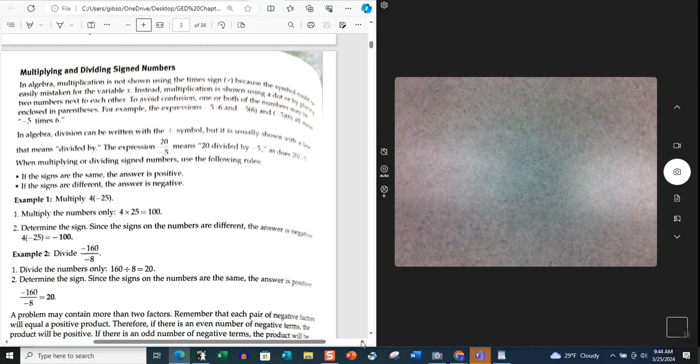For example, the expressions -5 times 6, -5 in parentheses 6, -5 parentheses and parentheses 5, -5 and parentheses 6 all mean -5 times 6. Now in algebra, division can be written with the division symbol, but is usually shown with a line that means divided by. The expression 20 divided by -5 means 20 divided by -5, as does 20 slash -5. When multiplying or dividing signed numbers, use the following rules. If the signs are the same, the answer is positive. If the signs are different, the answer is negative.